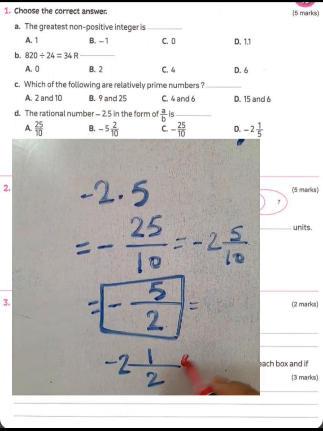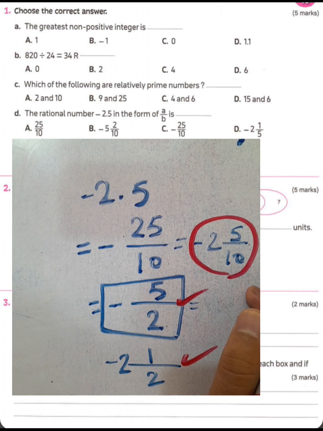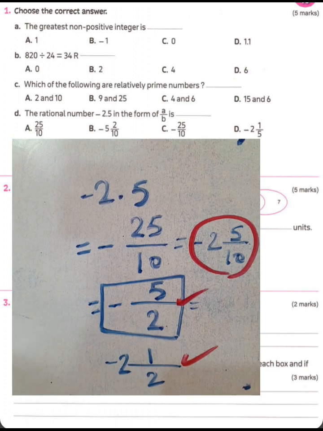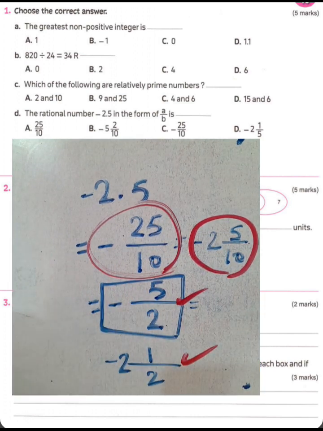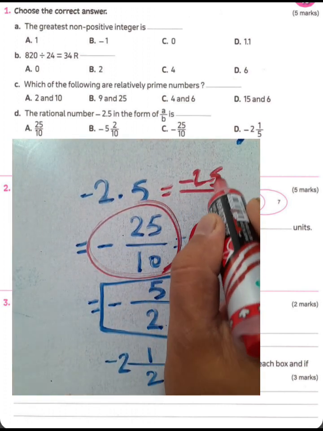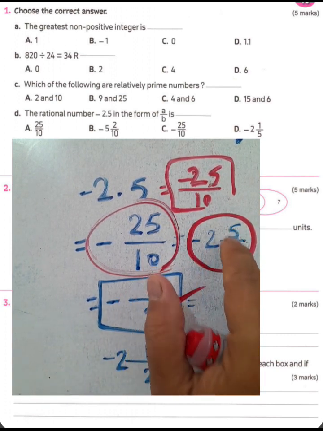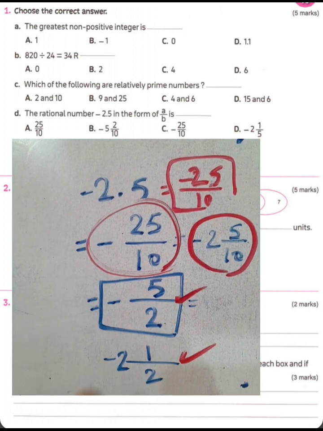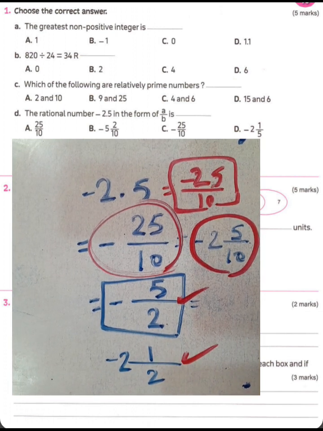This is the solution, this solution, and this solution. Which one is negative 25 over 10? It's letter C. In one step, write negative 25 over 10. Understood? You can simplify this number to negative 2 and 5 over 10, or negative 5 over 2, or negative 2 and 1 over 2, as you like. But in this example, the result is letter C. For question letter D, choose letter C.